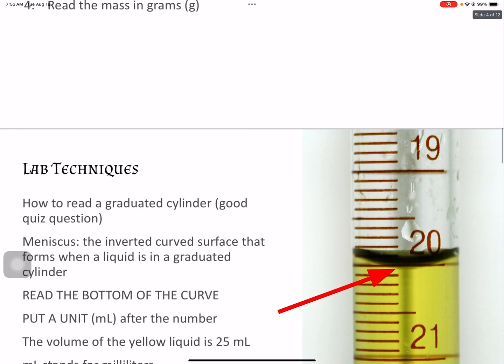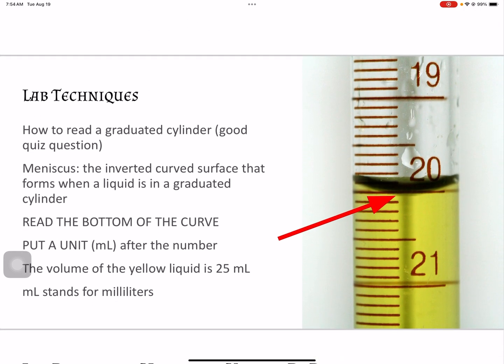Okay, second technique is how to read a graduated cylinder. This would be a good quiz question. I would give you a picture like the one that you see on the right and ask you what's the volume. So the meniscus is the inverted curved surface that forms when a liquid is in a graduated cylinder. So this liquid is yellow, so you can easily see this curved surface. When you're reading the meniscus, or when you're reading the volume, you want to read the bottom of the curve. So that's the standard. And you're going to put a unit after the number, which is mLs.